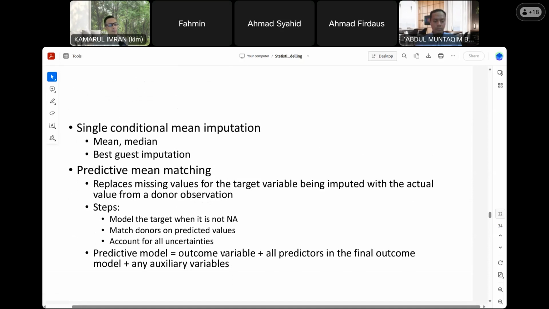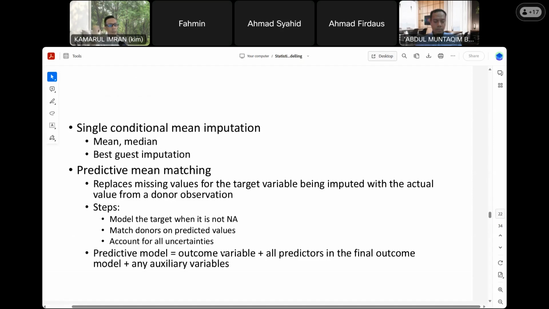So again, single conditional mean imputation is easy. It means that if let's say you have missing data for age, right? Variable age. What you need to do is just you take the mean value for the age, and then you just replace the missing data for age with the average value or the mean value of the age. Again, that is the very crude method lah. Usually we will not use this.